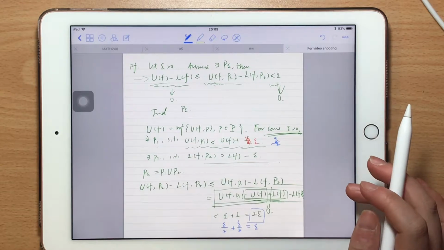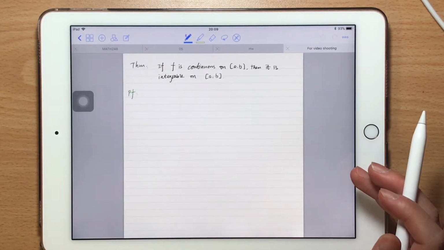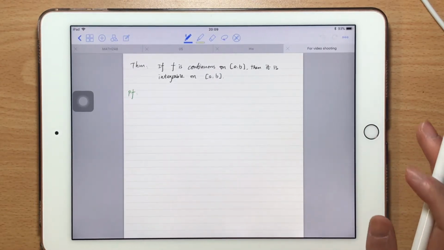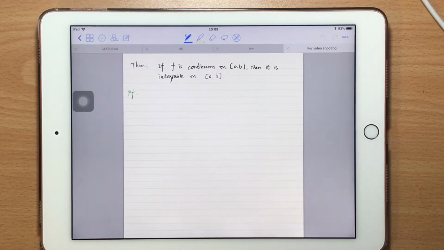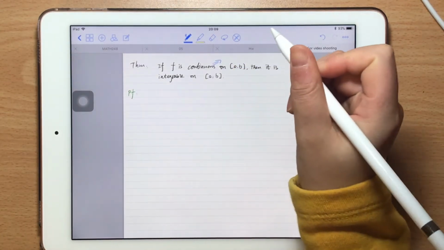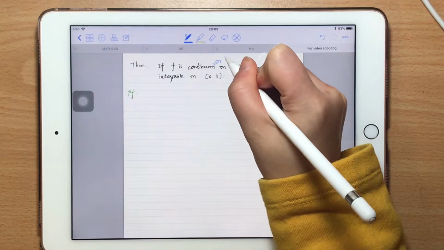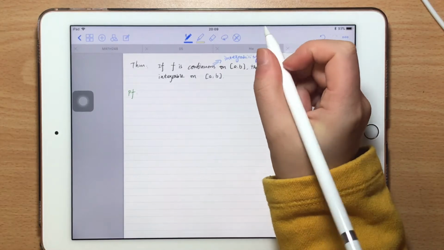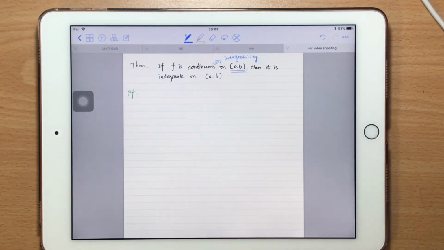Okay, so next, it's a very nice theorem. It connects the continuity and integrability of a function. So now f is continuous on the interval AB, and then the consequence is that it is integrable on AB. So continuity can take us to integrability, but it has to sit on the compact interval AB.